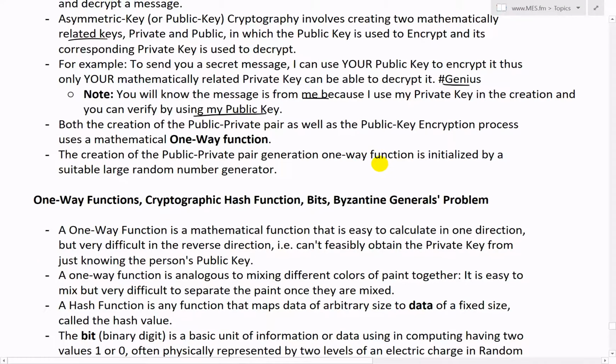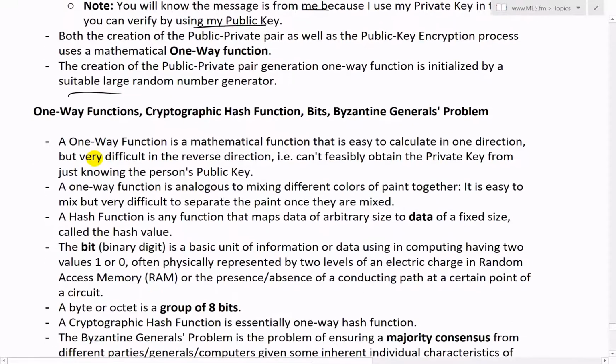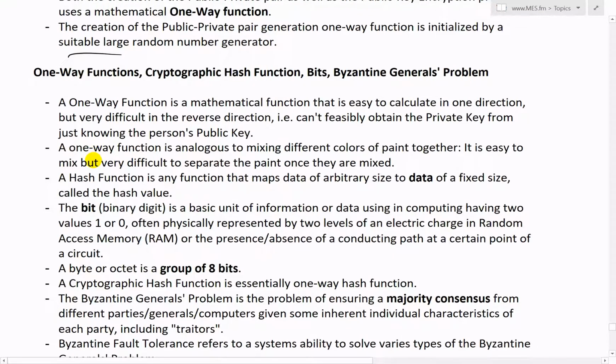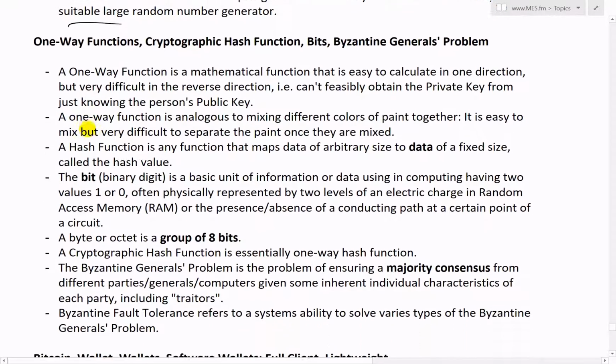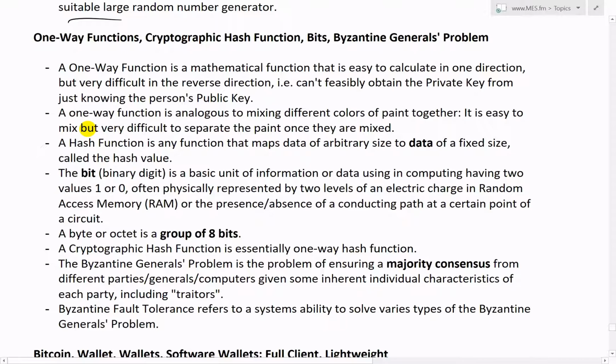Both the creation of the public-private pair as well as the public key encryption process use a mathematical one-way function. The public-private key generation one-way function is initialized by a suitably large random number generator. So: one-way functions, cryptographic hash functions, bits, Byzantine Generals Problem. A one-way function is a mathematical function that is easy to calculate in one direction, but very difficult in the reverse direction, i.e., you can't feasibly obtain a private key from just knowing the person's public key.